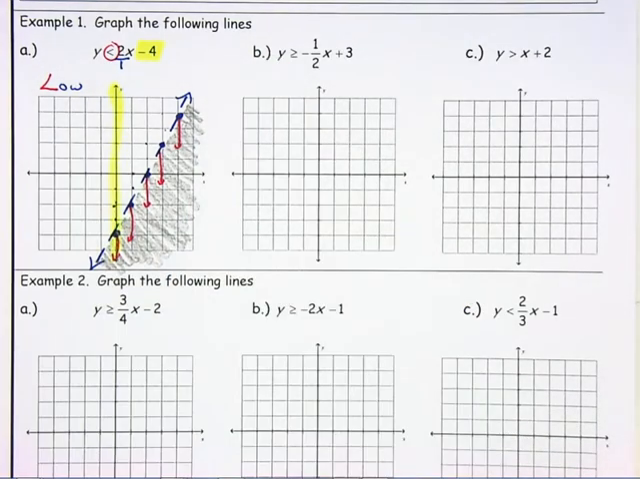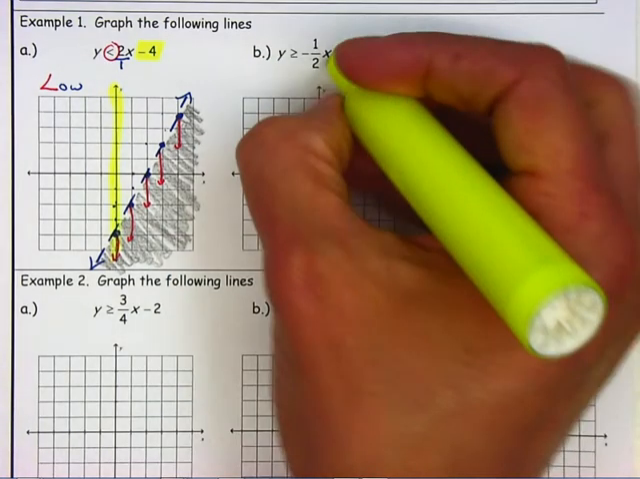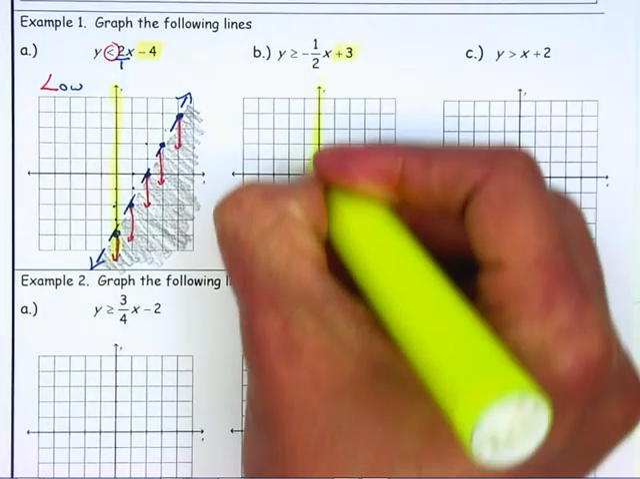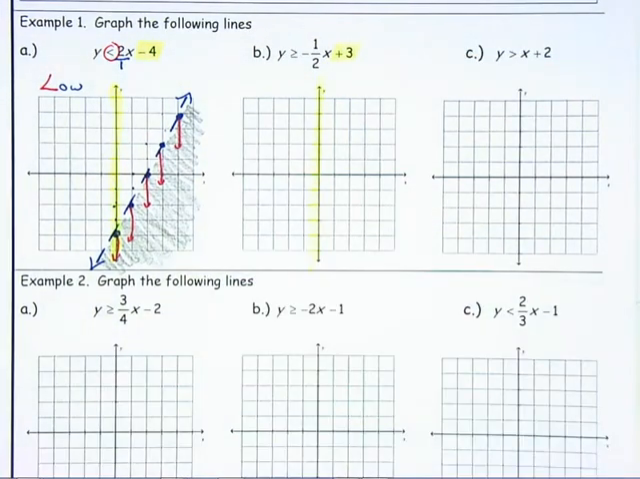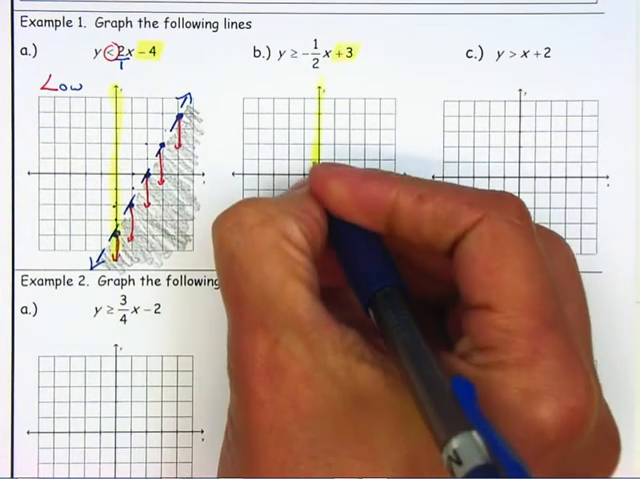Letter B. Let's go through the same process. First, highlight your y-intercept on your y-axis. That's where the first point will be located. So it'll be positive 3: 1, 2, 3.